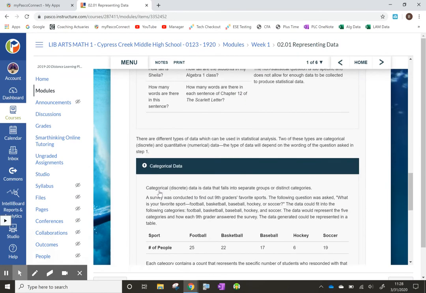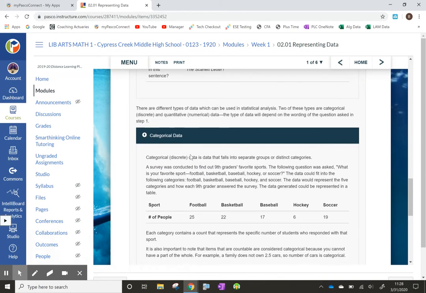But that is how statistics works. Now, there are 2 types of data. There's categorical data. Some call this qualitative data as well, but here they call it categorical data. This is discrete, and it's things that can be separated into groups or categories.